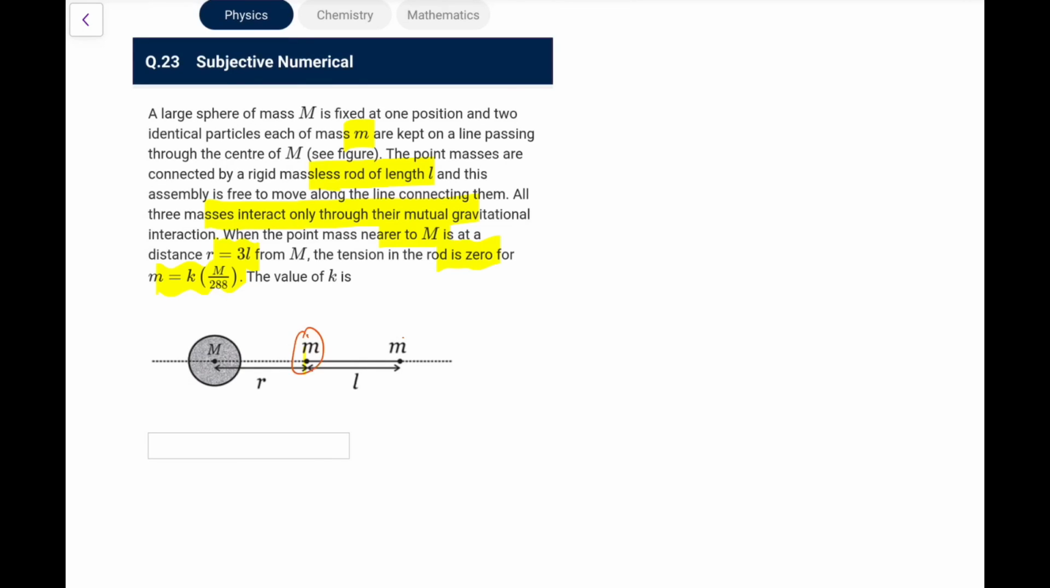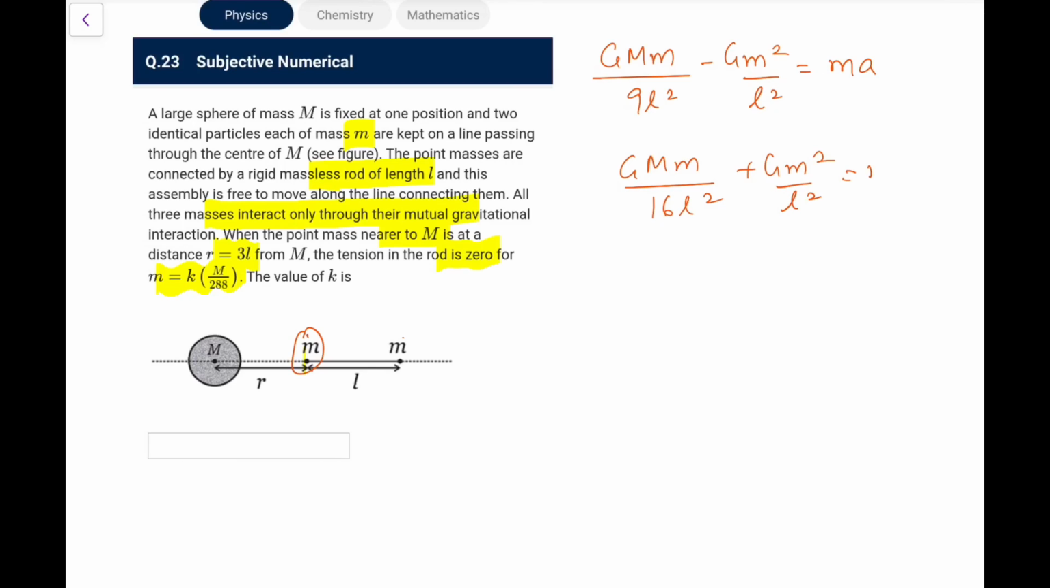So for this one, this attraction is GMm by r square, r square means 9L square, minus attraction of that one, that is Gm square by L square, that would be equal to ma. And for this, it is GMm by (3 plus 4)L, that is 16L square, plus Gm square by L square equals to ma. So equating both the things, what would we get? We get GMm taking common, 1 by 9 minus 1 by 16, is equal to 2 Gm square by L square if you equate it.